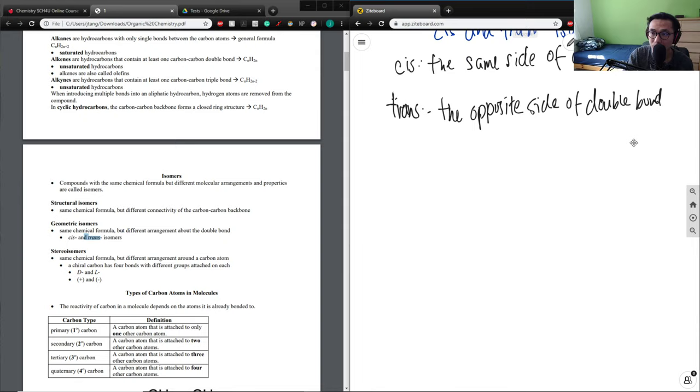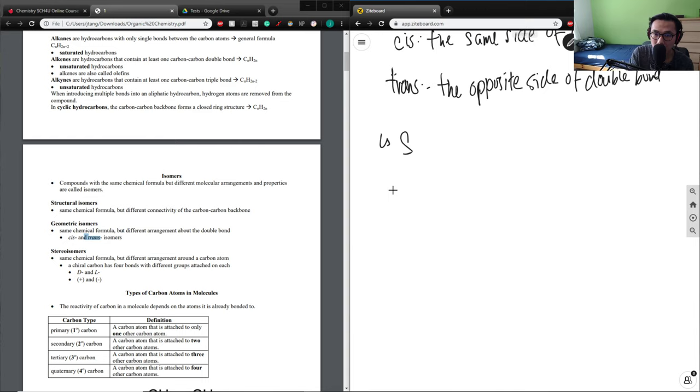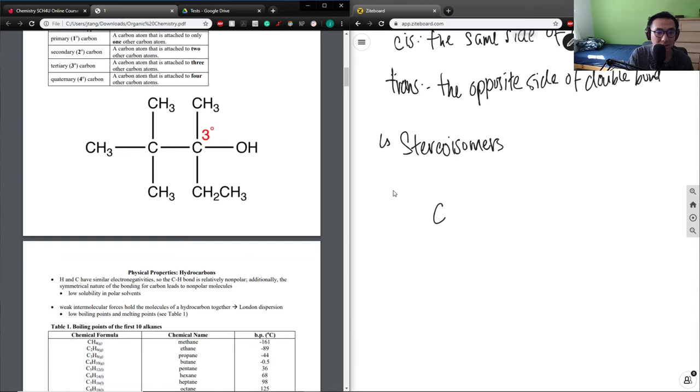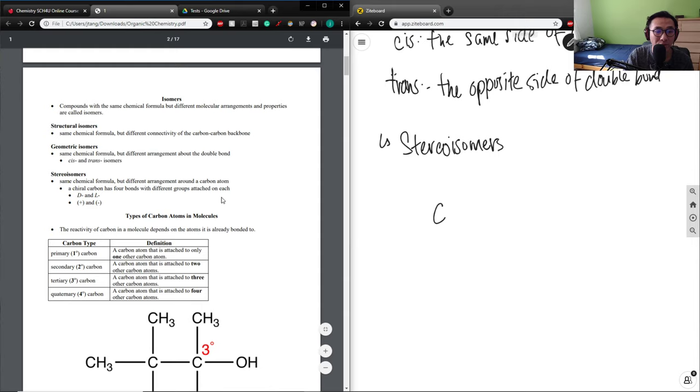And lastly, we have stereoisomers, and this is where it gets fun. Stereoisomers have the same chemical formula, but a different arrangement around a carbon atom. So let me take the easiest one. What I have here is a carbon. This here states that a chiral carbon has four bonds with different groups attached on each.